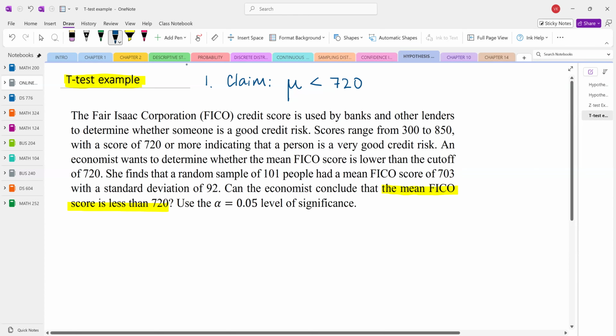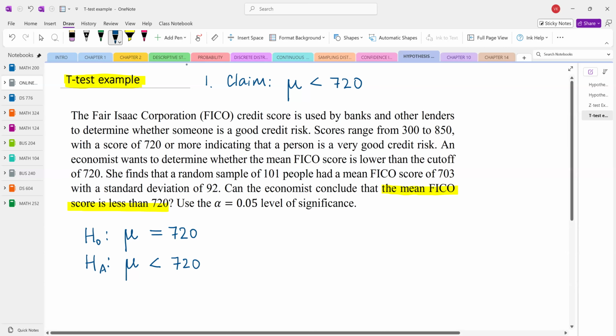And then we're going to establish the hypotheses, H0 and HA. The null hypothesis is the one where the equal sign is present. So you may say mu is equal to 720. The alternative hypothesis statement is the statement where the strict inequality is present. So this is where we say mu is less than 720.